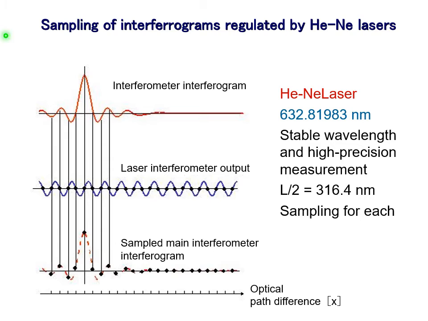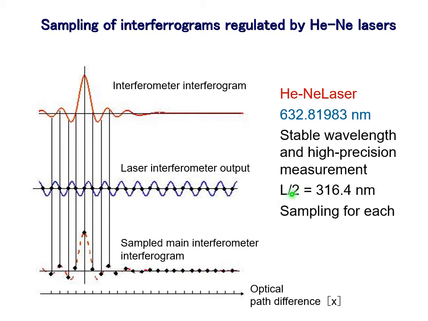The light of this helium neon laser is used to determine the timing of sampling the interferogram, whose intensity is measured at regular intervals. The wavelength of the helium neon laser is 632.8198 nanometer, which is extremely stable and enables highly accurate position and length measurement.